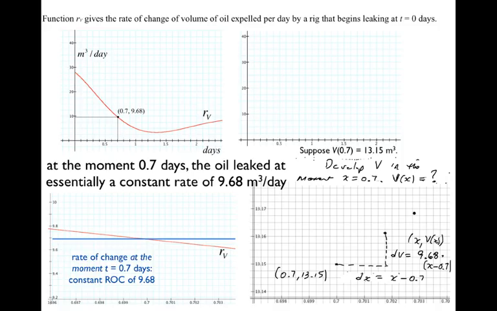Finally, that allows us to find what V of x is, or the y coordinate of that point. How do we get now the final value of volume, or V of x? Y initial plus the change, right? Or V initial. So we started with 13.15 initial, and we added the amount of change that we got for changing x from 0.7 to x. So it's going to be initial plus the change: 9.68 times x minus 0.7.